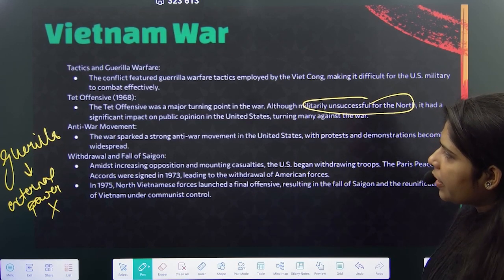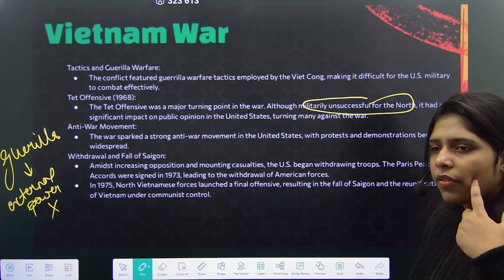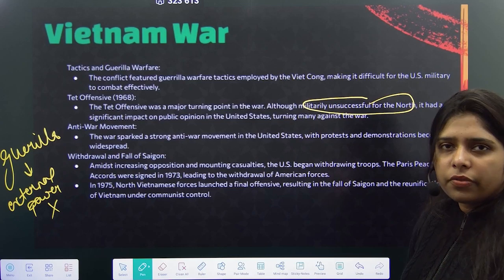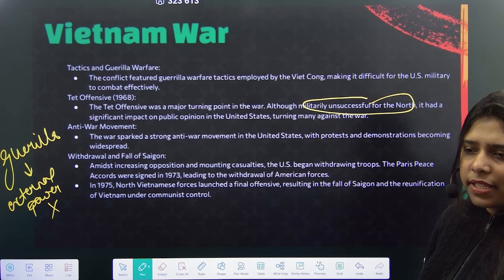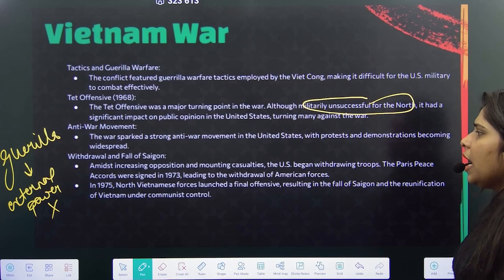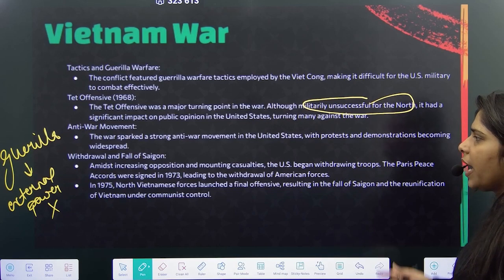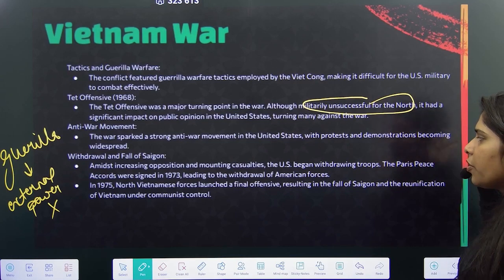But then the US had to give in to the mounting pressure from people, and the US withdrew. We came to a ceasefire, we withdrew. Basically they had to withdraw because as it is they were not winning in Vietnam. There had been a lot of casualties also. The US began withdrawing. We had the Paris Peace Accord signed in 1973, and US forces withdrew.